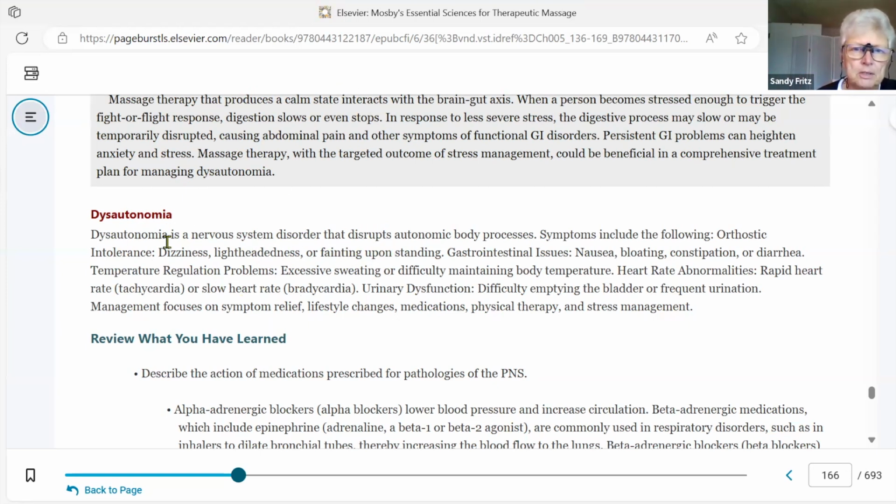So this disrupted autonomic body process is an area where people can really not feel right. Typically it's the wrong thing happening at the wrong time. So it's a normal process, but it's not happening in response to an appropriate signaling. It kind of takes on a life of its own. So just be extra aware of this, that a lot of our clients are probably going to have some of this.